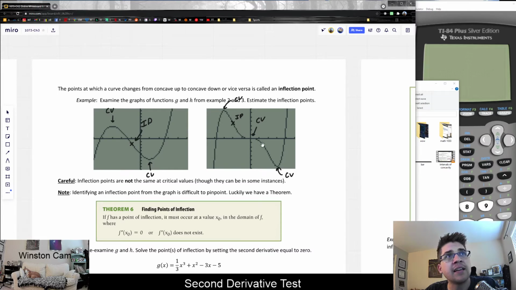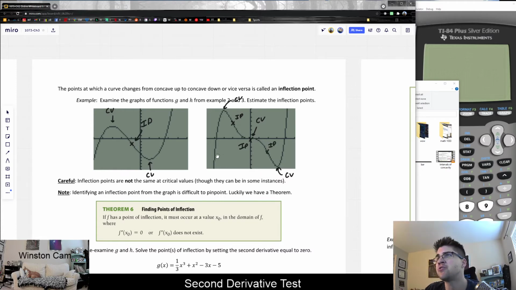Now at this point here, it appears to be concave down. So I'd imagine that there's an inflection point probably at the same location as the critical value. Usually inflection points are not the same as critical points, but sometimes they do line up. And now I'd say this is concave down. And again, notice over here, it's concave up. So again, there's probably another change in concavity over here.